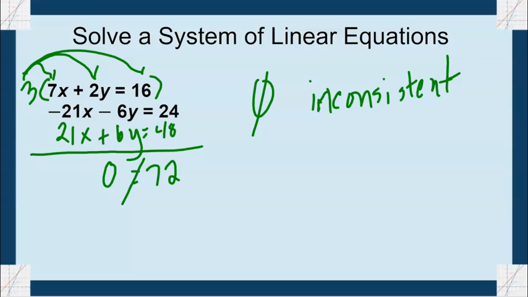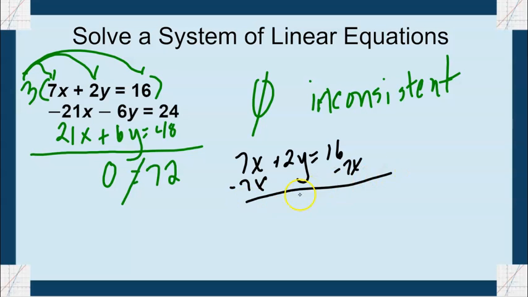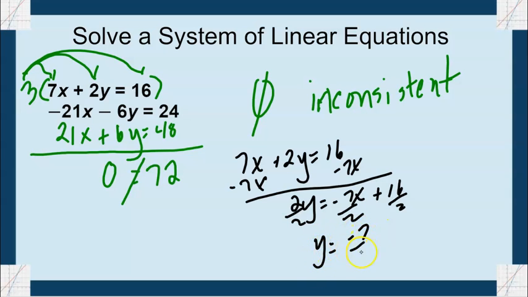Now, one way to verify that, if you put both of them into y equals mx plus b, so if I did this one, I would subtract 7x, and you get 2y equals a negative 7x plus 16, divided by 2. I would have y equals a negative 7/2 x plus 8.